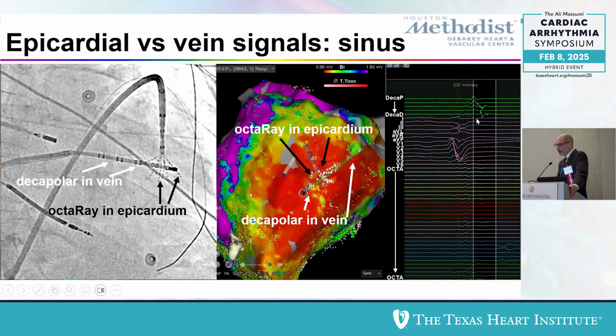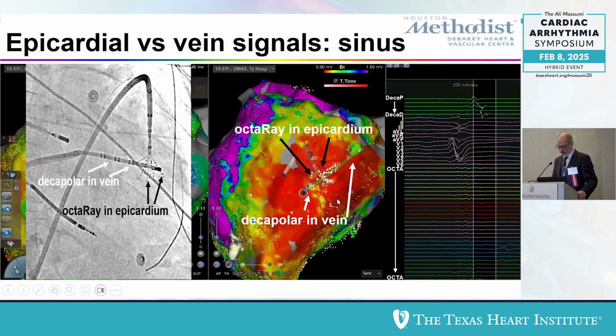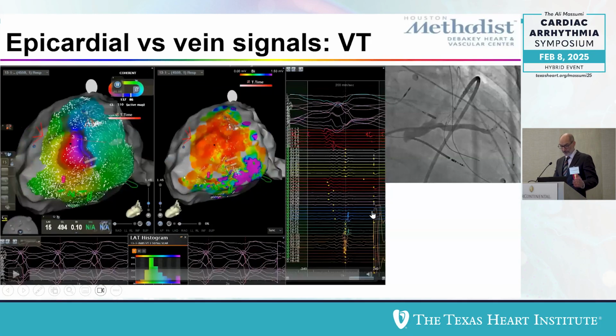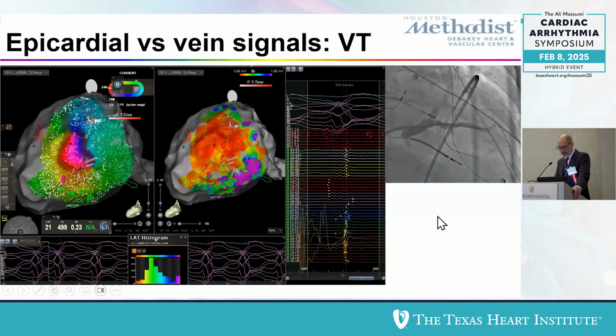So look at the decapolar signals here, nice late potentials recorded here, and simultaneously adjacent octarray signals. Maybe there's something here, but it's much less obvious than when you map the veins. So this is something we're learning, that sometimes vein mapping is better than epicardial mapping. This is another example.